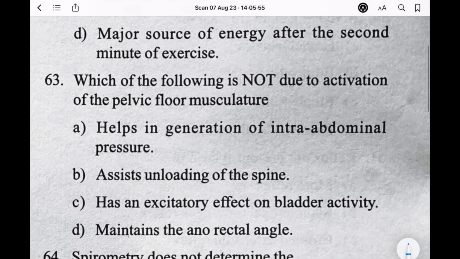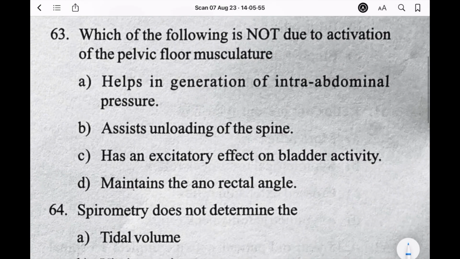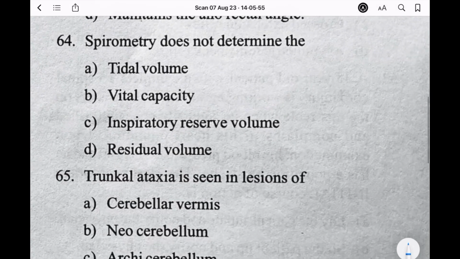Question number 63. Which of the following is not due to activation of the pelvic floor musculature? Options are: A, helps in generation of intra-abdominal pressure. B, assists unloading of the spine. C, has an excitatory effect on bladder activity. And D, maintains the anorectal angle. So the correct answer is C. Has an excitatory effect on bladder activity.